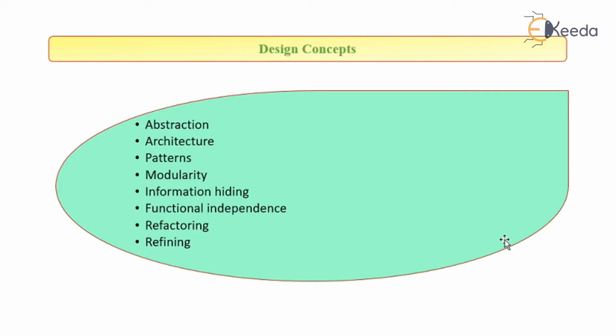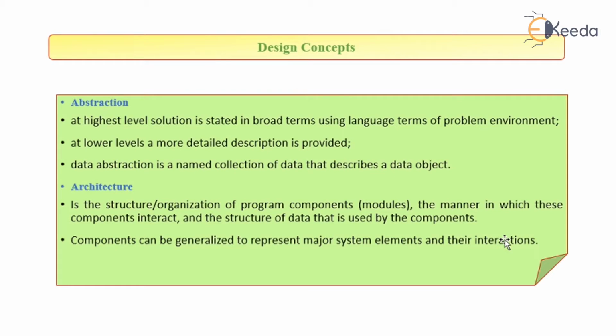Before we create a module or a design of the system which has to be built, there are some key concepts which have to be kept in mind so that the design leads to a proper picture of what has to be created. These important concepts include abstraction, architecture, patterns, modularity, information hiding, functional independence, refactoring, and refining. These are the 8 key points kept in mind while designing a software product.